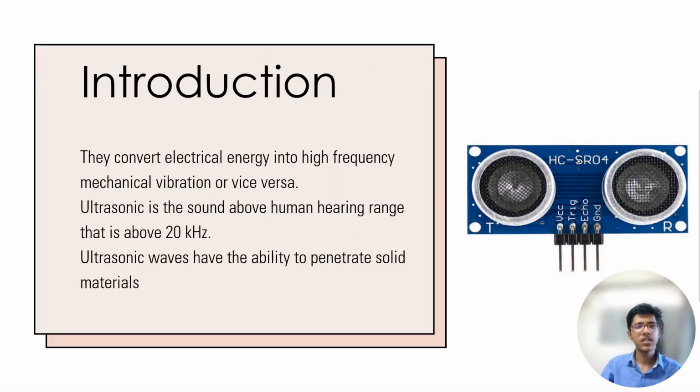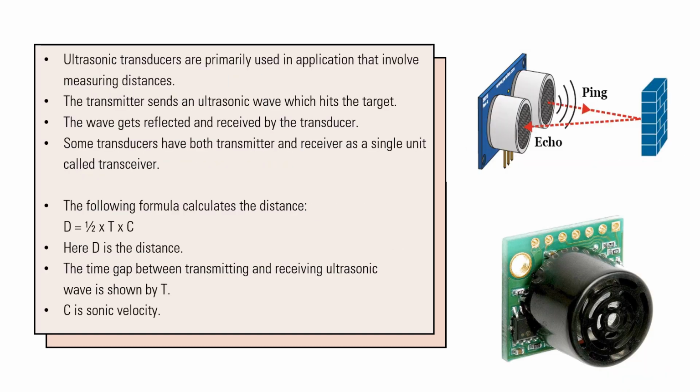Ultrasonic transducers convert electrical energy into high-frequency mechanical vibrations and vice versa. These vibrations are typically in the range of 20 kHz to several megahertz and are used in a variety of applications. The ability of ultrasonic waves to penetrate solid materials and provide detailed information about their properties has made them an essential tool in many fields. Devices are mainly used to measure distances, and we'll see how.